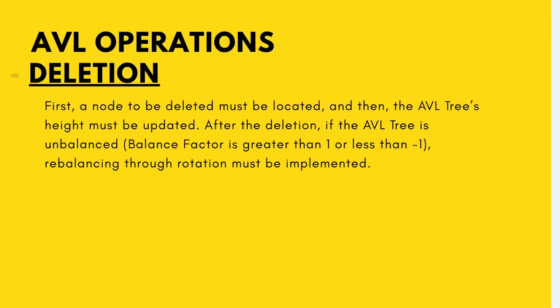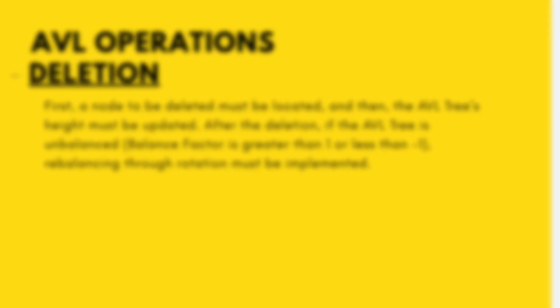Lastly, during a deletion operation, a node to be deleted must be located, and then the AVL tree's height must be updated. After the deletion, if the AVL tree is unbalanced where the balance factor is greater than 1 or less than -1, rebalancing through rotation must be implemented.